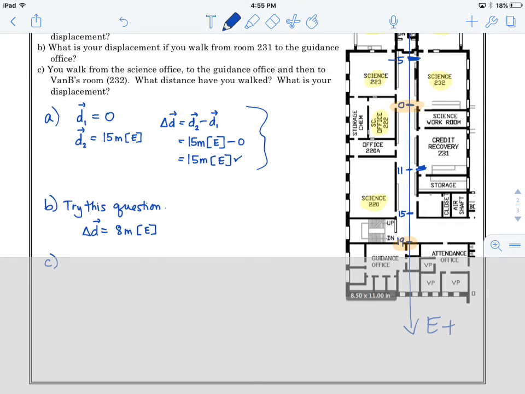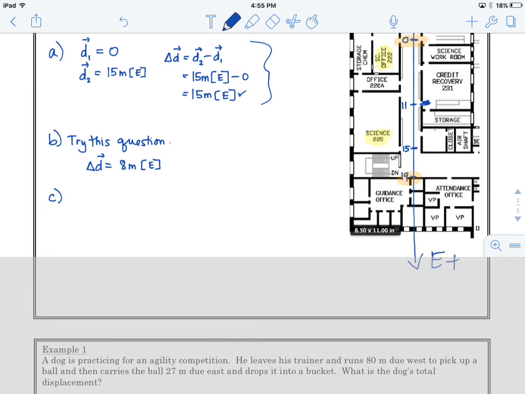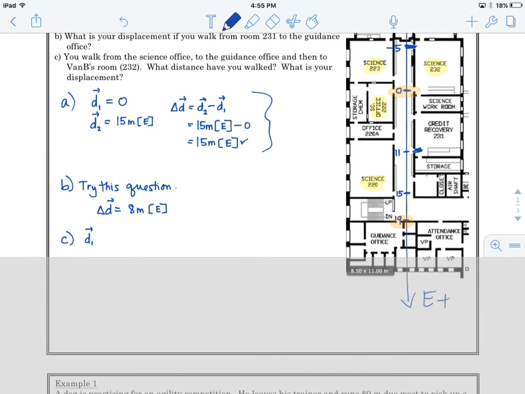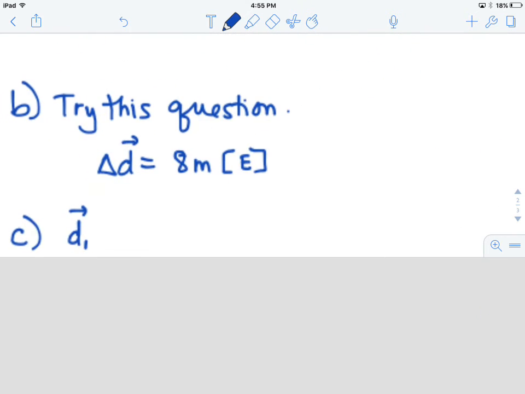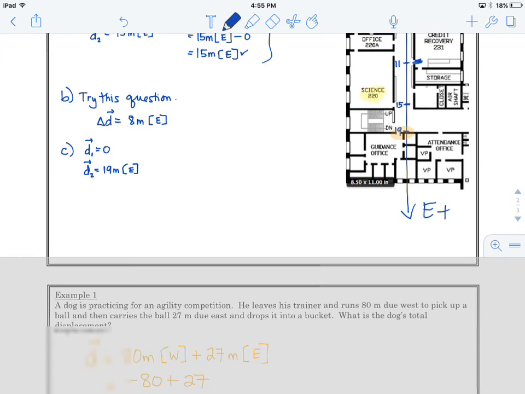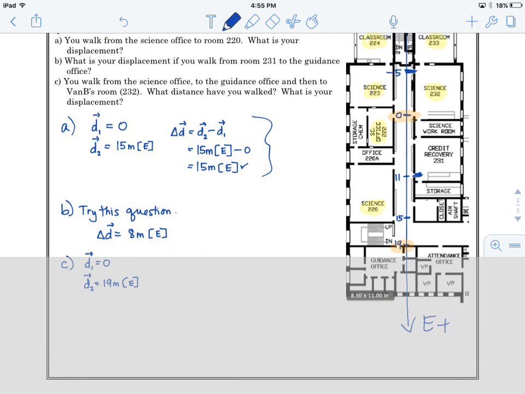So this one is very interesting. This is a very interesting question that we're going to go through, because this is a compound displacement. So this is what we know. Position 1, you walk from the science office, which is 0, to the guidance office. And position 2 is 19 meters east. And then you walk all the way back to Van B's office.